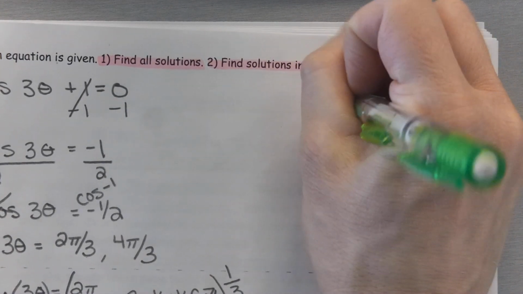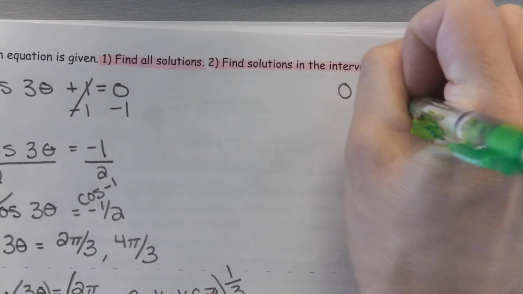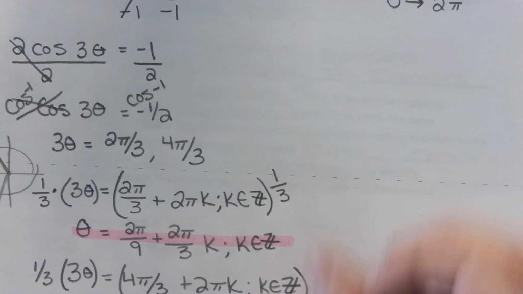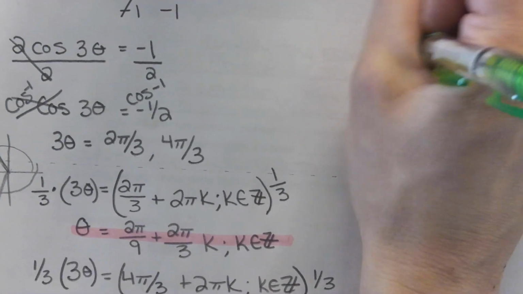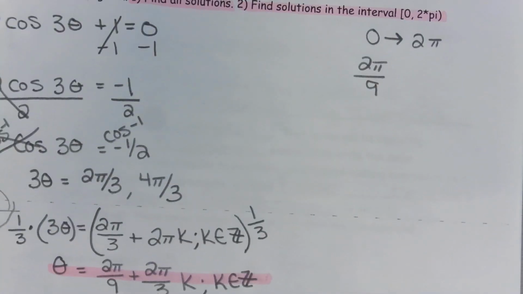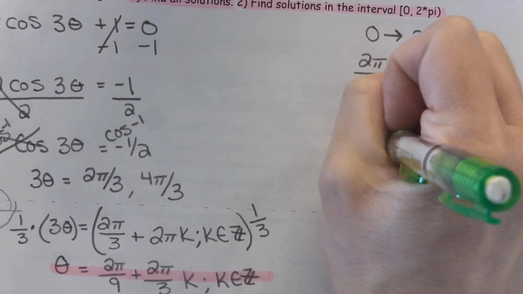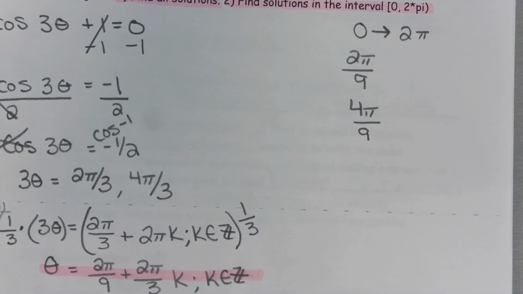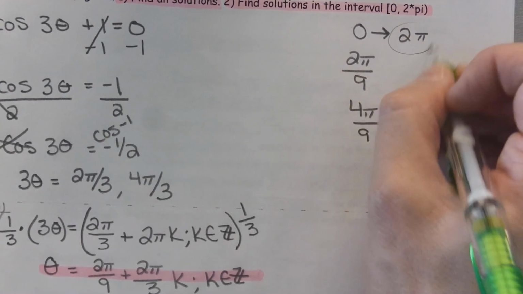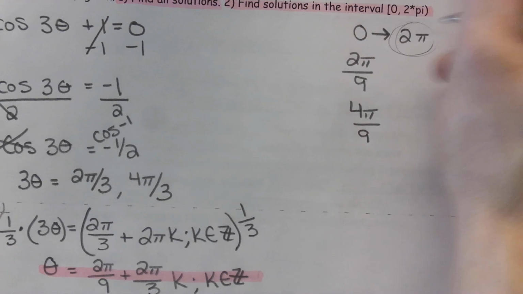0 to 2 pi. All right. So I have a solution at 2 pi over 9, right? I also have a solution at 4 pi over 9. So do you see how I'm in terms of pi over 9s? Yeah? Okay, so let's think about 2 pi, but let's think about it in terms of pi over 9s.